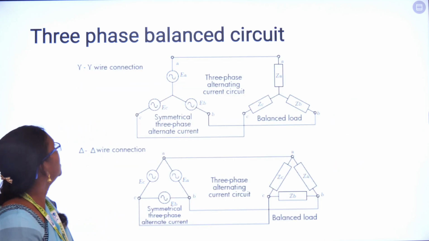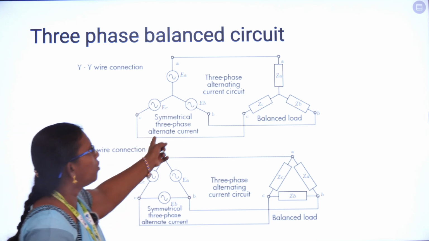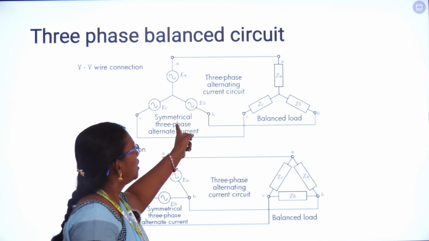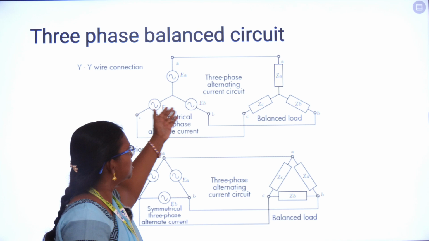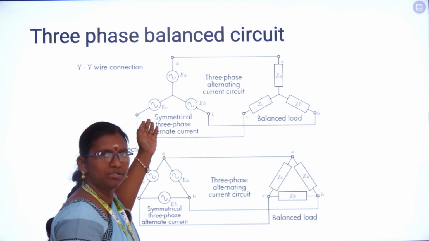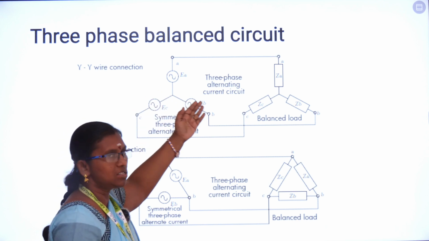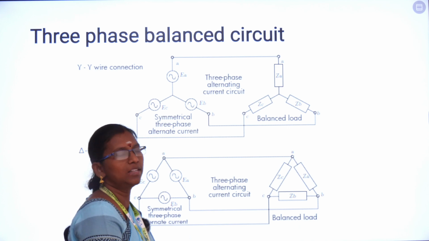And here this is a three-phase balanced circuit. We can see both the source side and load side are balanced, which means the voltages are equal in all the three phases. The current flowing through all the phases will be equal. The impedances of all the three phases will be equal. So this is the case of a balanced circuit.